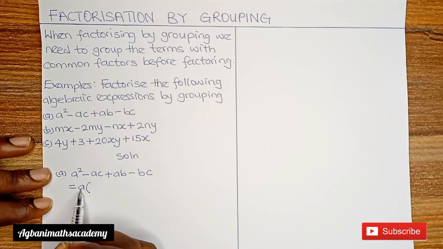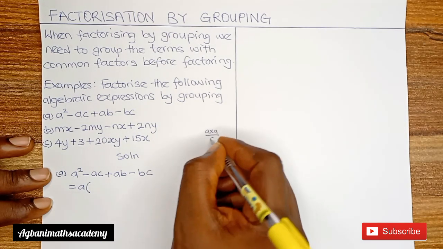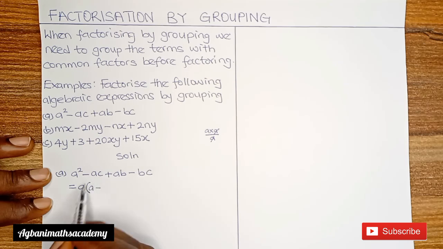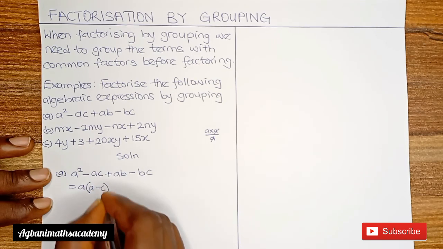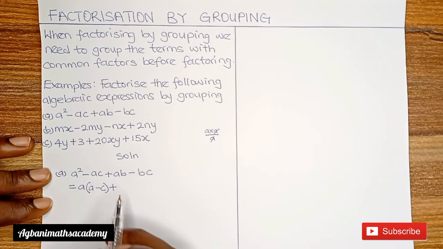a squared divided by a. a squared is a multiplied by a, so when you divide it by a, it is going to cancel out a. So we have a. We bring the minus down. ac divided by a, a is going to cancel out a, so we are going to have c. So we close the bracket. We bring down this plus sign here.